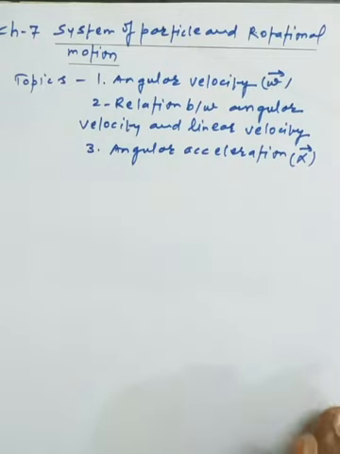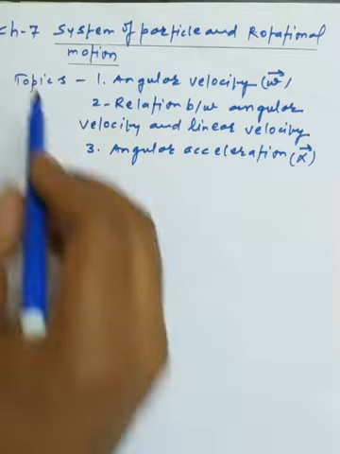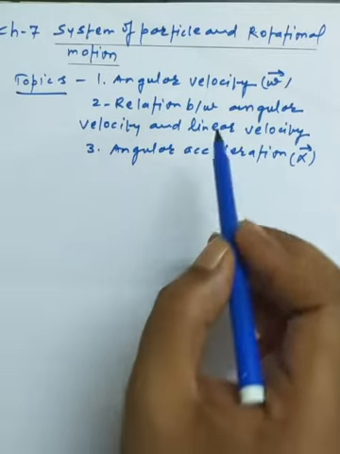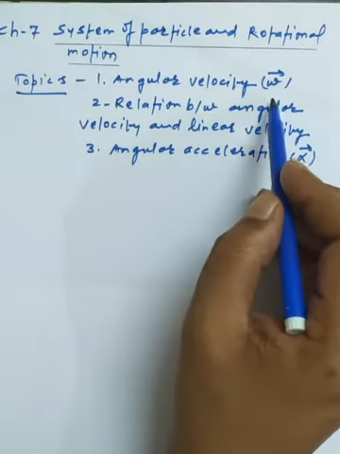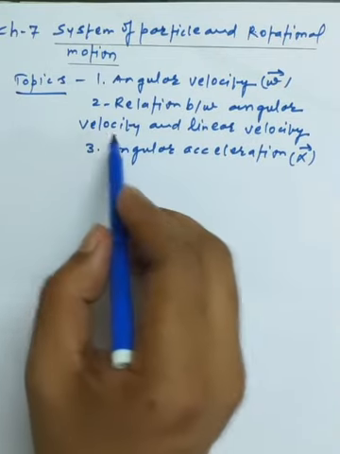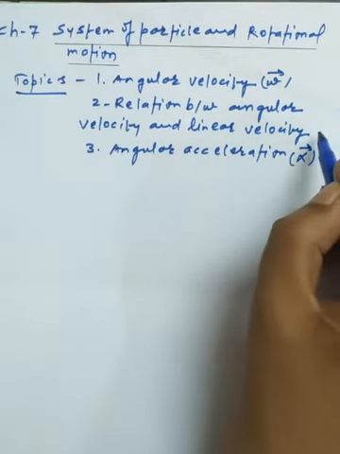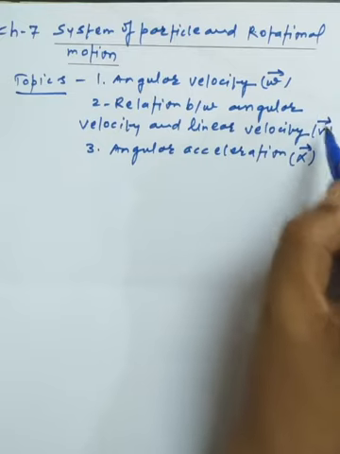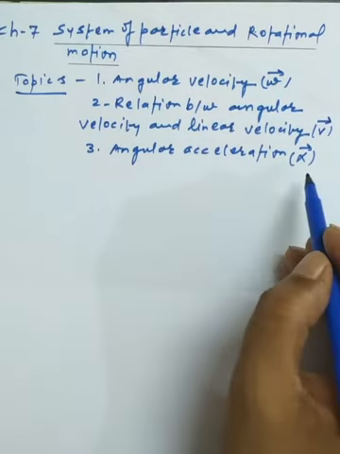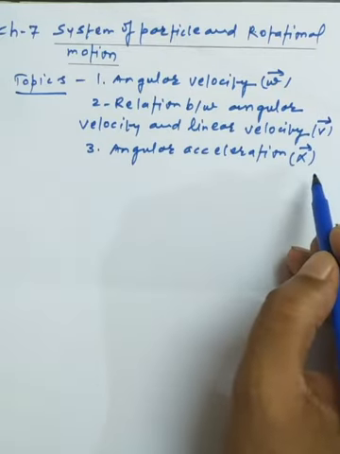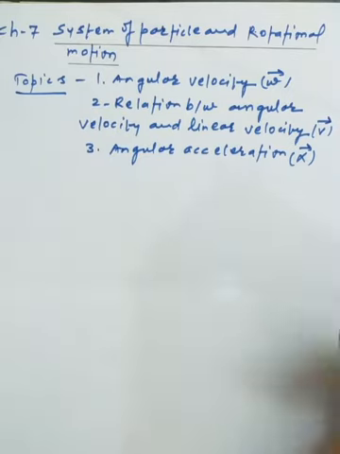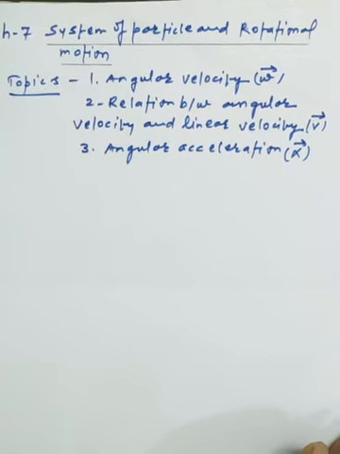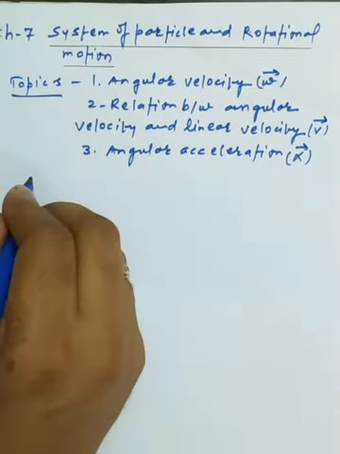Now, dear students, we have chapter number 7, System of Particles and Rotational Motion, and the topics for discussion are here. Angular velocity, called omega. The relation between angular velocity and linear velocity, called v. Angular acceleration, called alpha. We are discussing these terms as part of rotational motion. So before starting angular velocity, I want to discuss angular displacement.